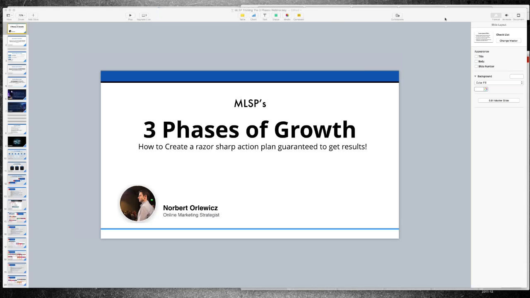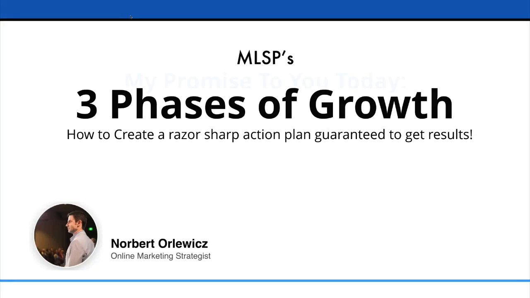So here we go. I'm going to jump right into the presentation here. Go full screen. There we go. So what we're going to be talking about today is MLSP's 3 phases of growth and how to create a razor-sharp action plan guaranteed to get results. And of course, that copy. Thank you to Brian for the copy that was written on the capture page. I stole a lot of it here for the presentation as well. All right, here we go.